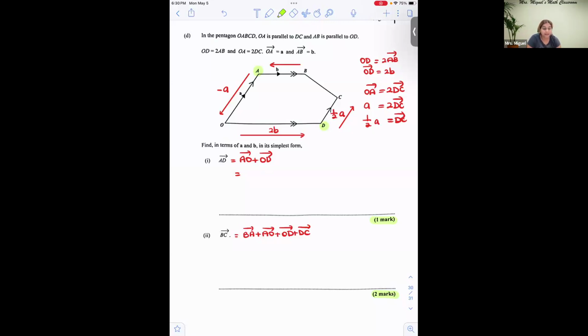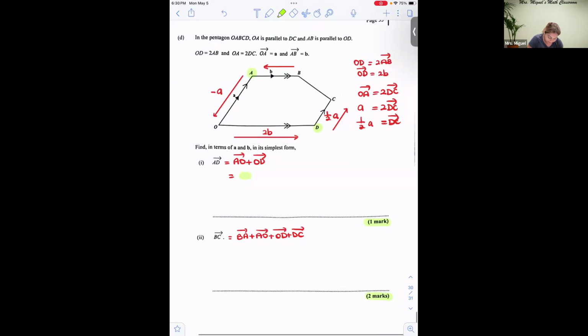So we have AO, which is negative A plus 2B. And remember to put your answer on the line, right? And you could go ahead and find BC.